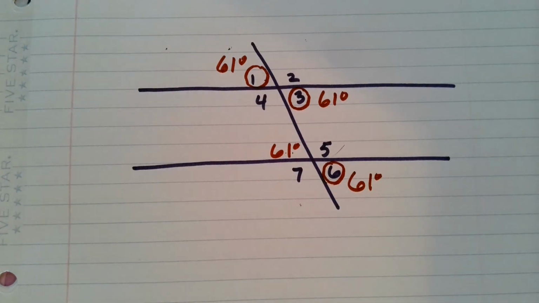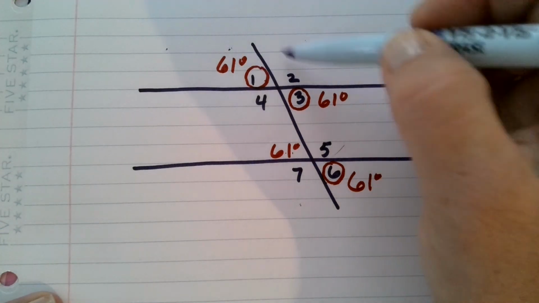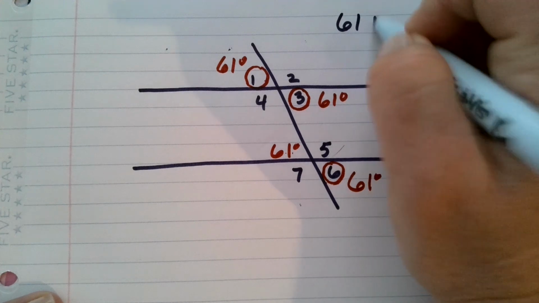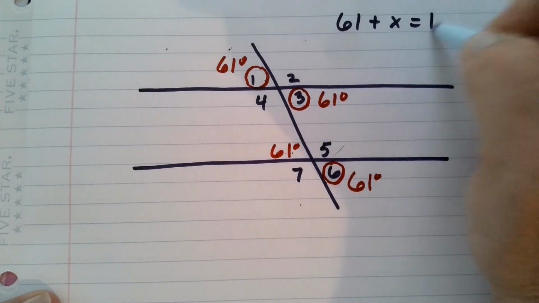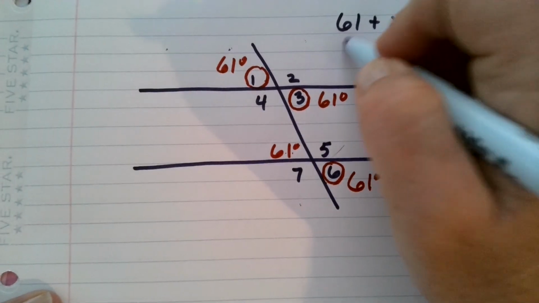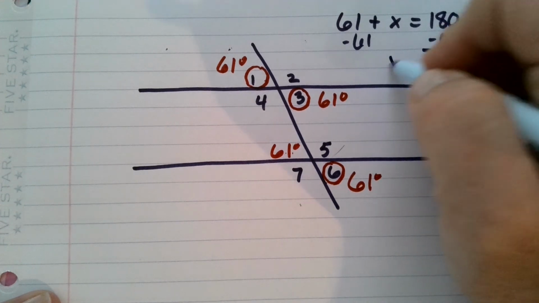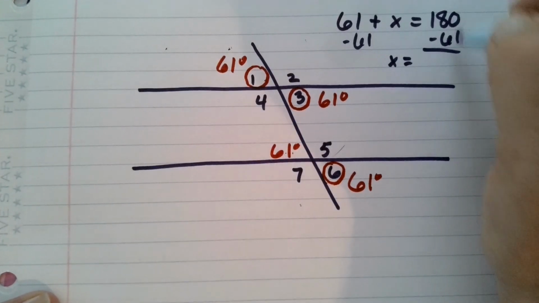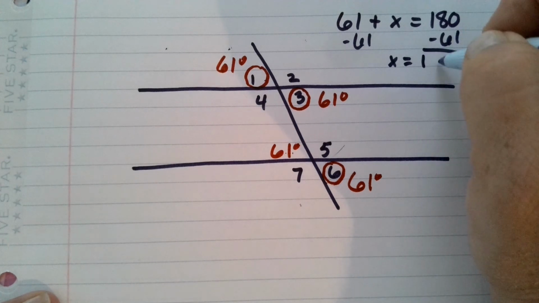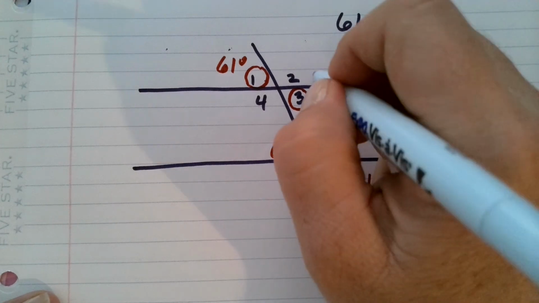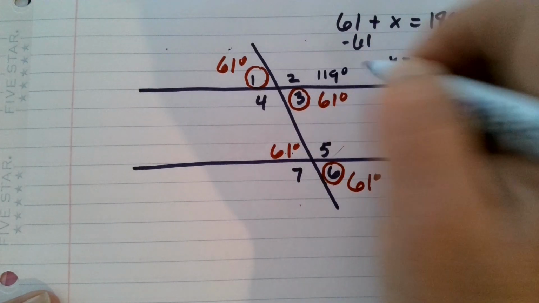Well, we learned that supplementary angles add up to 180 degrees. So we could say 61 plus this angle would equal 180 degrees. 61 plus x equals 180. Now we can subtract 61 from both sides and find out that x is equal to 119. Okay, so then we could say this is 119 degrees.